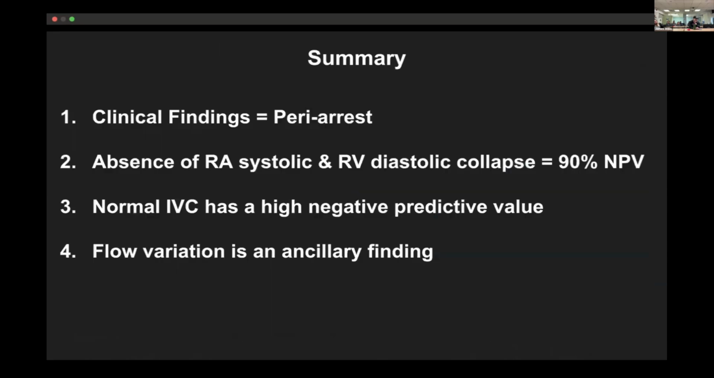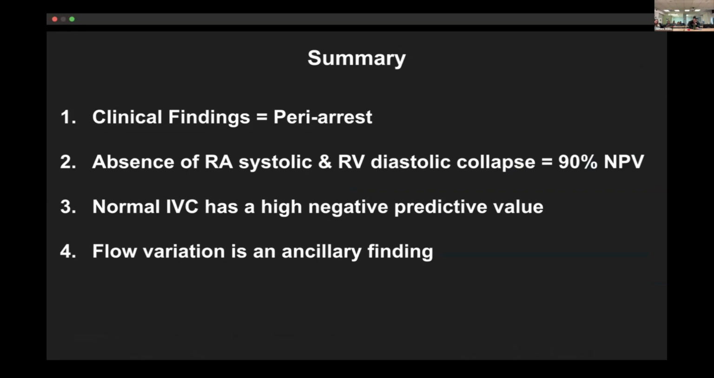So summary: clinical findings, not good. Patient's going to die. Absence of RA systolic and RV diastolic collapse together has a 90% negative predictive value. A normal IVC also has a high negative predictive value. Studies that I looked at didn't actually give me a number. They just said it's high. I was like, okay, cool.